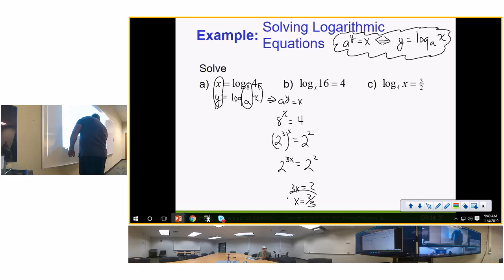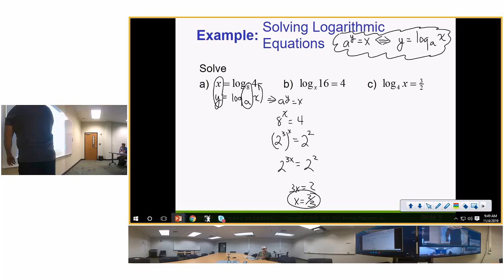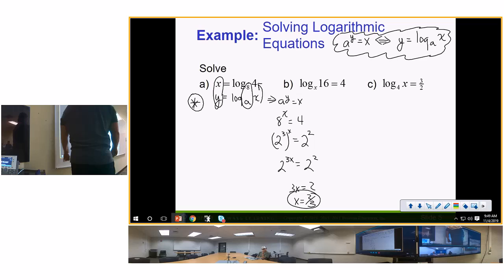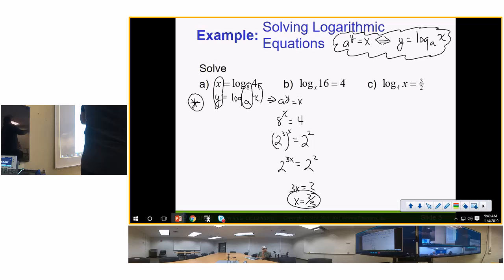That is a test question. Love that one. Because you're going to be doing that with solving logarithmic equations. So that is a test question.